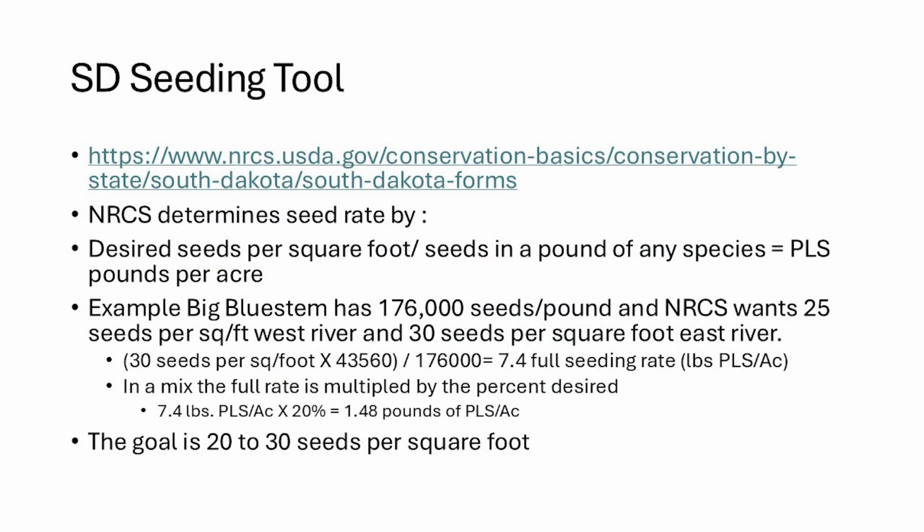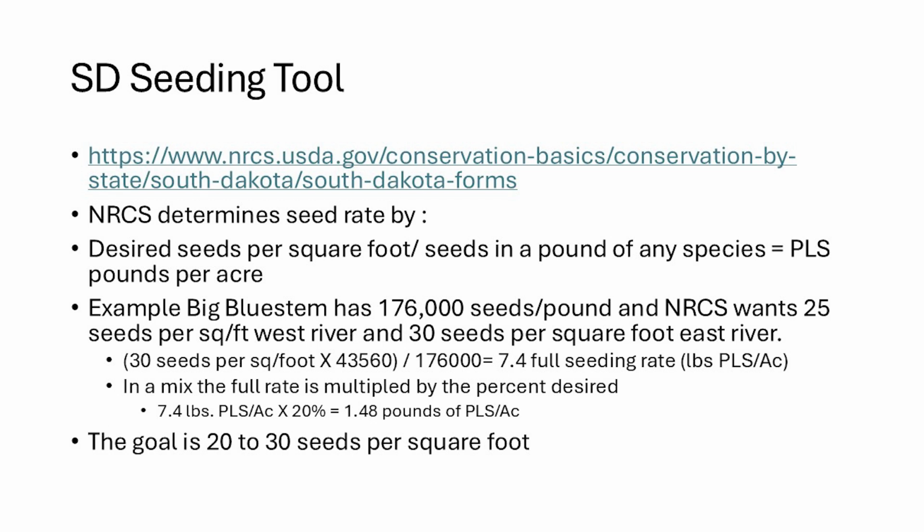Okay, the South Dakota seeding tool. It's a gem. You can find it on this website. And NRCS determines our seed rates by the following. This is going to be really difficult for you and really difficult for me, so I'll try to make it as painless as possible. I wish we had a shot of whiskey right now. But anyways, when we determine the seed rate, we're taking the desired seeds per square foot divided by the seeds in a pound of any given species, and that's going to give us our pure live seed pounds per acre.